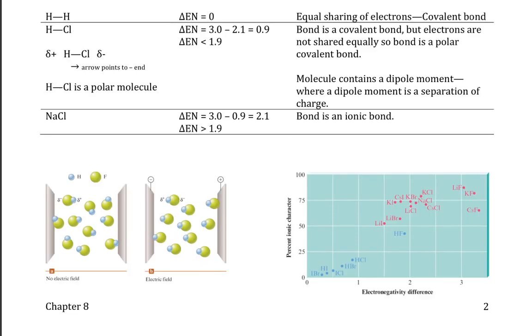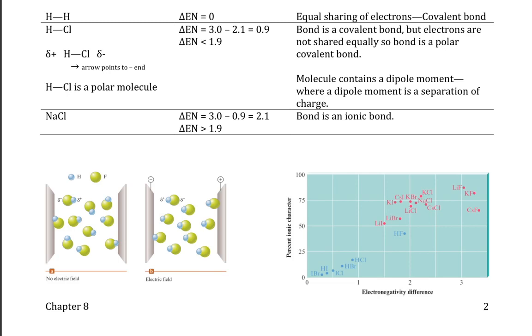The graph there, percent ionic character versus electronegativity, is showing us that as electronegativity difference increases, as we move to the right on the x-axis, we get greater ionic character. We have a bigger delta EN, because that's what electronegativity difference is. So greater delta EN, greater ionic character. And what's shown in red are the ionic compounds, and they have a big electronegativity difference. They have great ionic character.